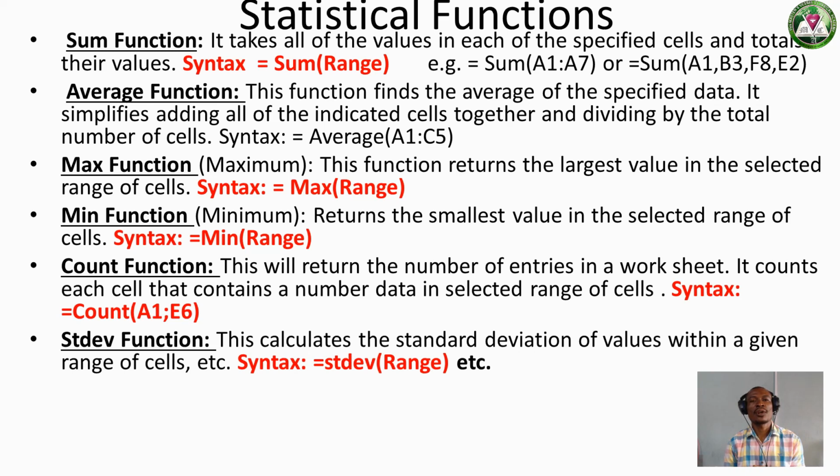For example, assuming you have 100 cells, and in those 100 cells, you have numbers entered in 80, and other ones are text entries, and you use this count function, it will only return the total number of cells where there are number data typed in. Do you understand? It will not return text entries. Okay?